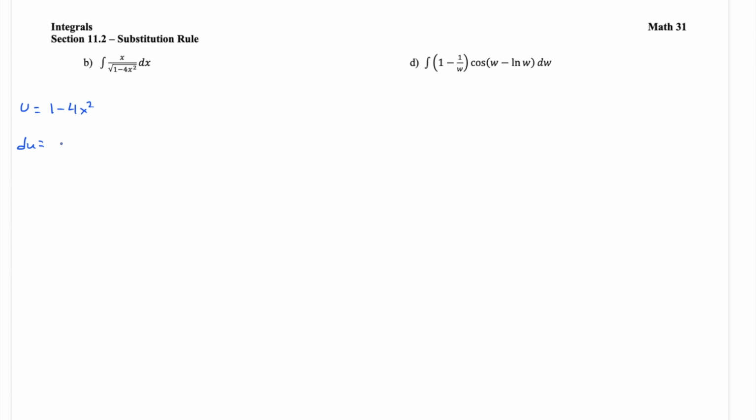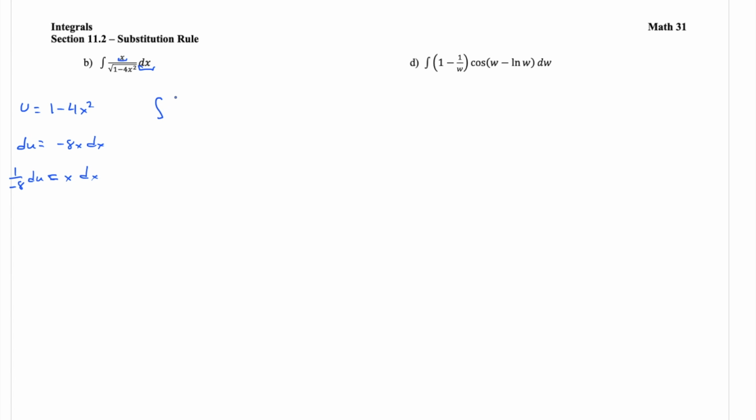The 1 goes to 0, and I'll end up then with negative 8 x dx. And again, we always introduce then that differential when we take the derivative. And I see in my numerator, I have then the x here and the dx, so I can replace that just with that, but I don't need that negative 8. So the negative 8 I'll move to the other side. 1 over negative 8 du then is equal to that x dx, and then that will then be the substitution I need for that top piece of the integral.